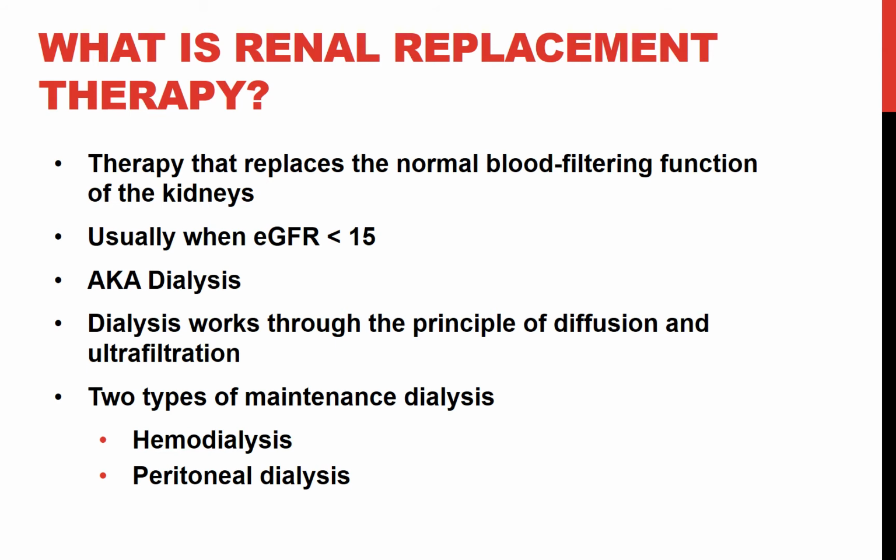It is the life-sustaining therapy that replaces the normal blood filtering function of the kidneys when a person goes into end-stage kidney failure, usually when their estimated glomerular filtration rate is less than 15. Another name for this is dialysis. And dialysis works through the principle of diffusion and ultrafiltration. Two of the most common types of maintenance dialysis are hemodialysis and peritoneal dialysis.